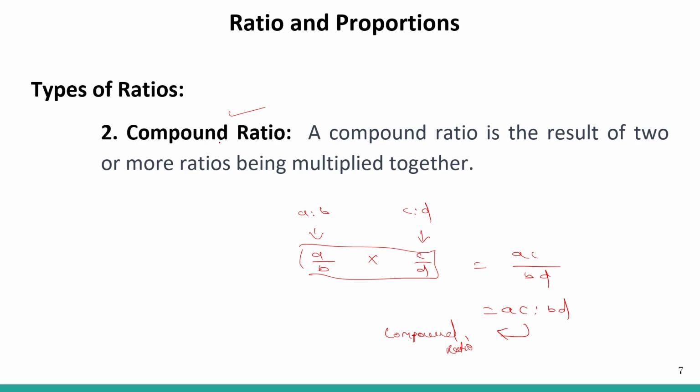Okay, in simple ratio what we do is we simplify ratios. And in this case what we do is we multiply two ratios and get another one. Here we multiplied A by B with C by D, and what we got was AC by BD. So we wrote it as AC is to BD. This is called compound ratio.